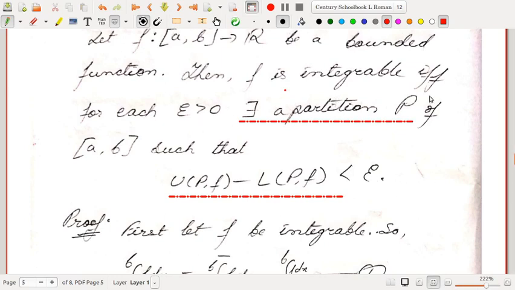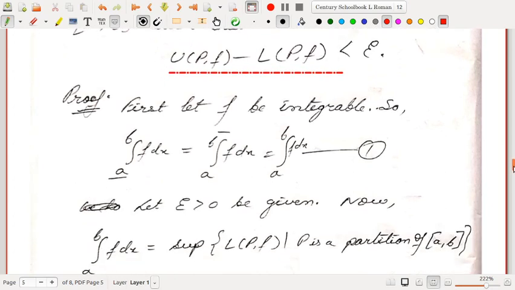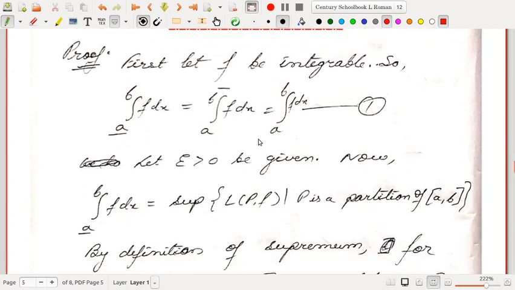So it's a two-way condition. f is integrable if and only if. So it's a necessary and sufficient condition for the integrability of f that for every epsilon we should be able to get a partition for which the difference between the upper and lower sum is strictly less than epsilon, right? So we go through the proof.